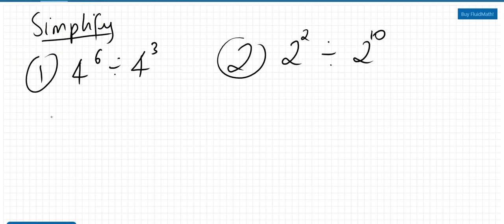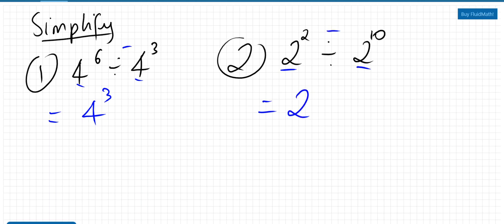Now with this one, once again I can see I've got the same base. In this case it's a 4. So my 4 will be in my answer. So I can write the 4 down now. And then 6 take away 3 leaves me with 3. So I end up with 4 to the power of 3. With number 2, same thing. I can see I've got a base 2 and a base 2 that's there. So I write my 2 down to get it ready and I subtract.